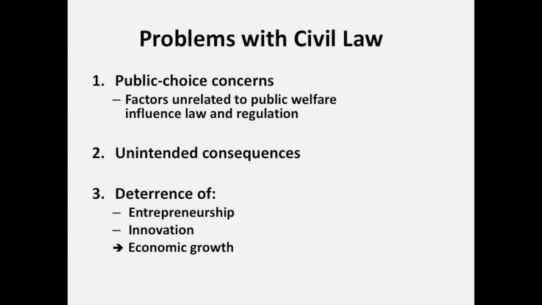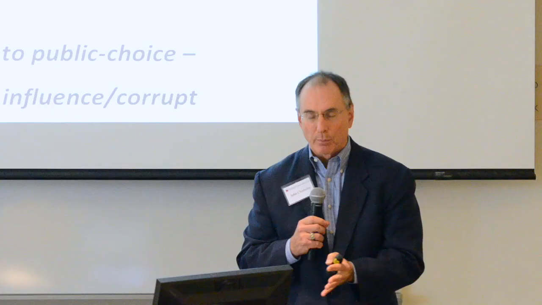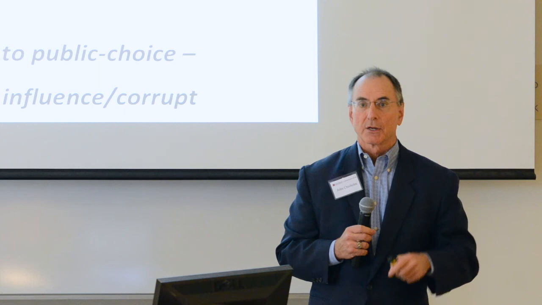First of all, public choice concerns. Here are three different types. Cronyism, that is benefiting politically favored businesses and lobbies in exchange for something that we want, their votes, their support for our campaigns, budgeting, what have you. Generating agency revenue through licenses, penalties, and exemptions, and insulating bureaucracies from risk. Common law is much less susceptible to public choice concerns than civil law, because the decision-making is so broadly distributed among so many judges rather than centralized in the legislature or a chief executive.